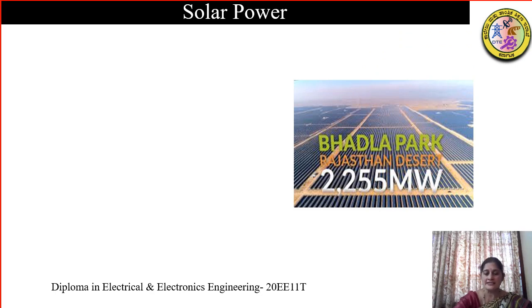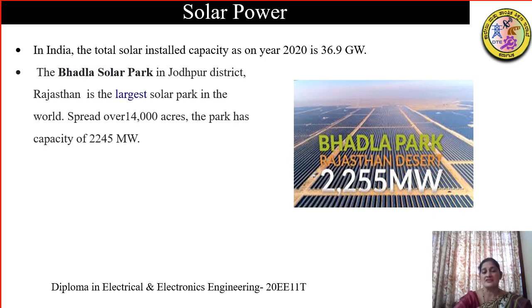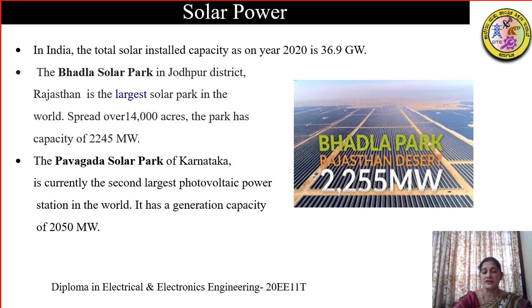In India, there has been a continuous effort to tap solar power. Presently, in our country, we have a solar installed capacity of 36.9 gigawatt, where 1 gigawatt is about 10 to the power 9 watt. The world's largest solar plant is in India at Bhadla in Jodhpur district. The Bhadla Solar Park in Rajasthan is spread over about 14,000 acres of land and has an installed capacity of 2,245 megawatt. 1 megawatt is equal to about 10 to the power 6 watt.